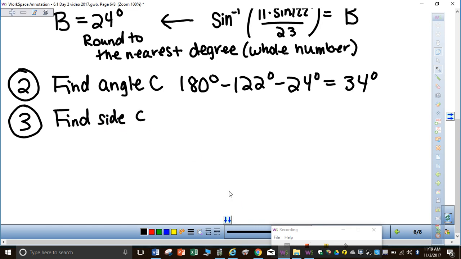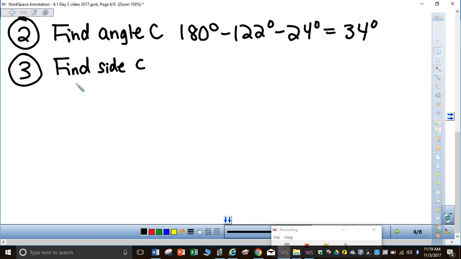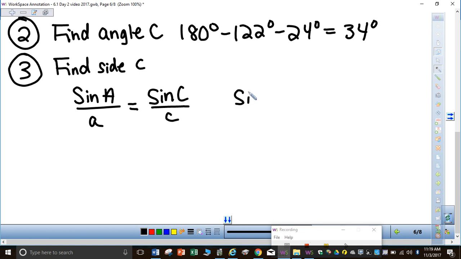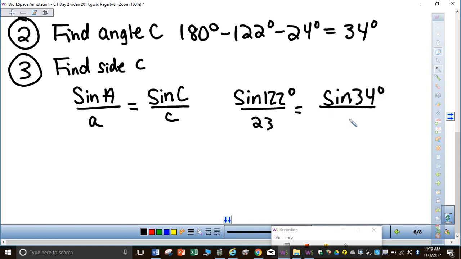For your law of sines ratio, technically you could use the A ratio or the B ratio. I would still use A just because that was the given information and we didn't have to do any rounding. So sine A over A is equal to sine C over C. We'll go ahead and fill in what we know. So sine 122 over 23. And angle C was 34, so sine 34 over C. We'll go ahead and cross multiply.